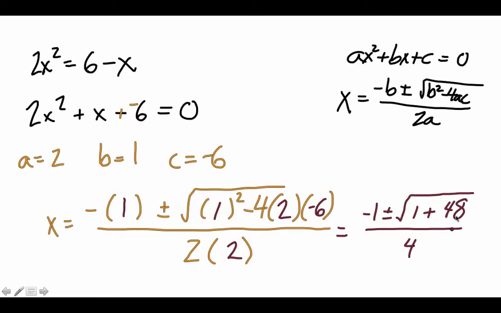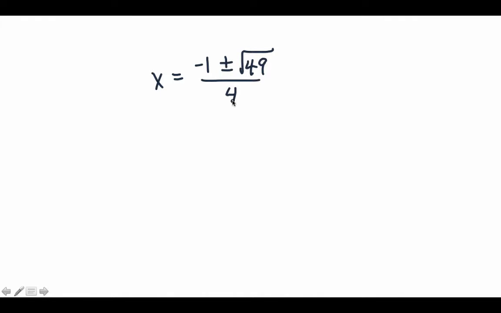Good? Now we simplify inside the radical. What is 1 plus 48? You should have said 49. So what we have right now is x equals, and I'm going to erase all this, so I hope you have it written down. Now I have this: x equals negative 1 plus or minus the square root of 49 all divided by 4. That's equal to negative 1 plus or minus 7 all divided by 4.